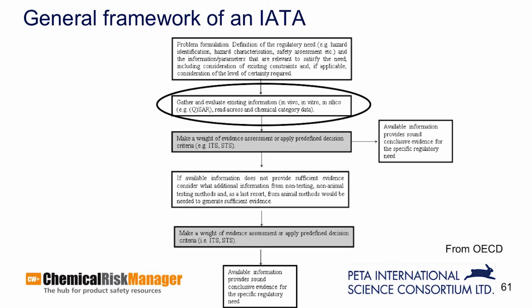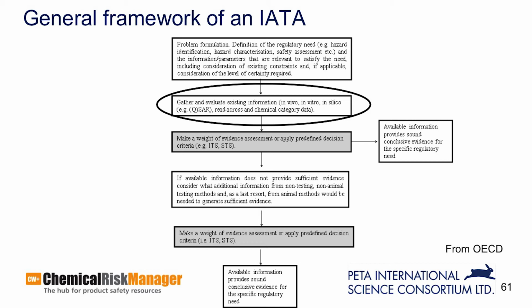So to develop and utilize an IATA, we have presented here a general framework, and there's a number of situations or a number of decisions that we need to make. First of all, you'll see in the top box, the process of a problem formulation. And this is important. We need to define the regulatory need and the type of information and confidence that is going to be required to make that regulatory decision. That will direct the type of information we can use and the level of uncertainty or certainty that may be acceptable.